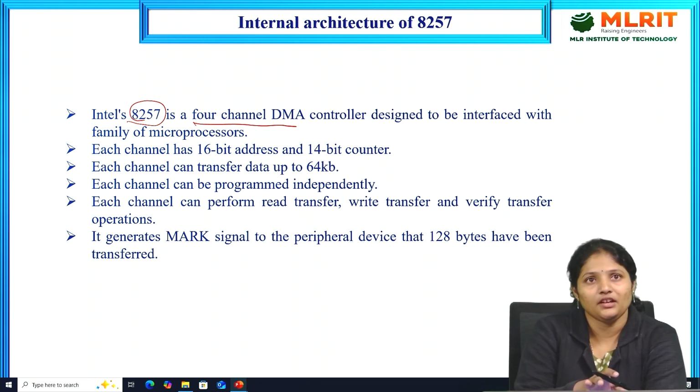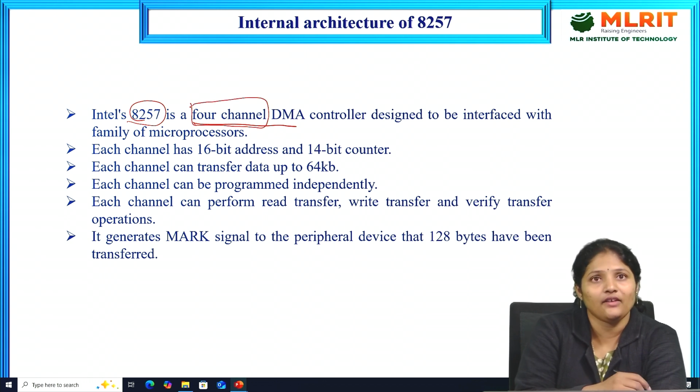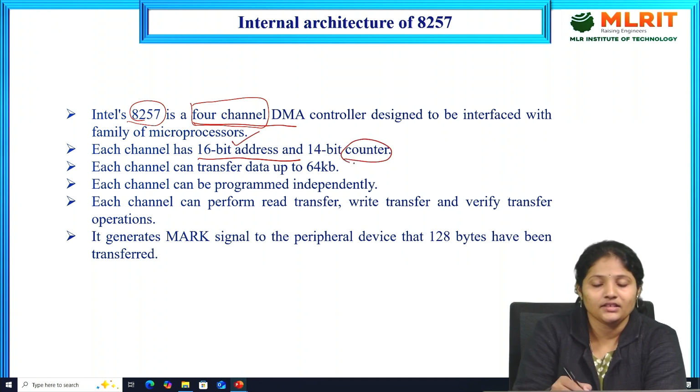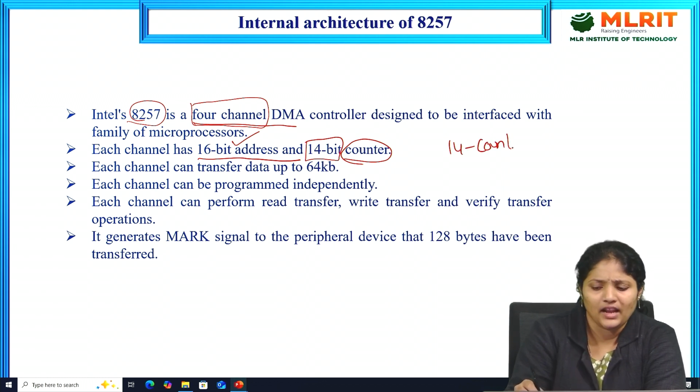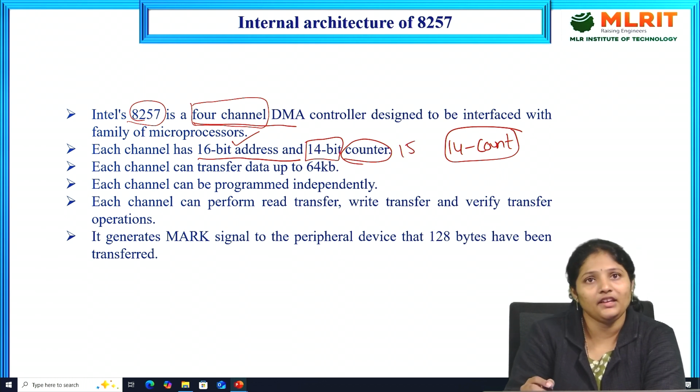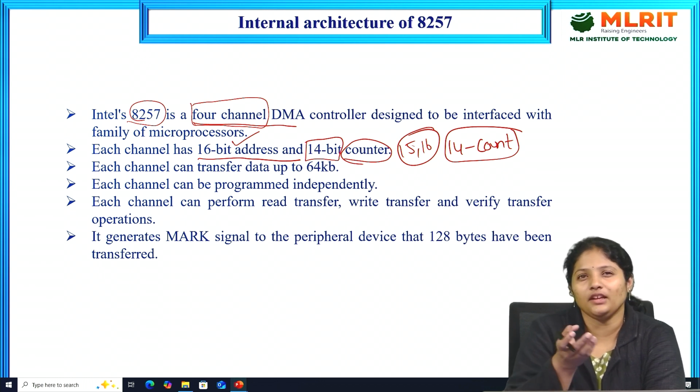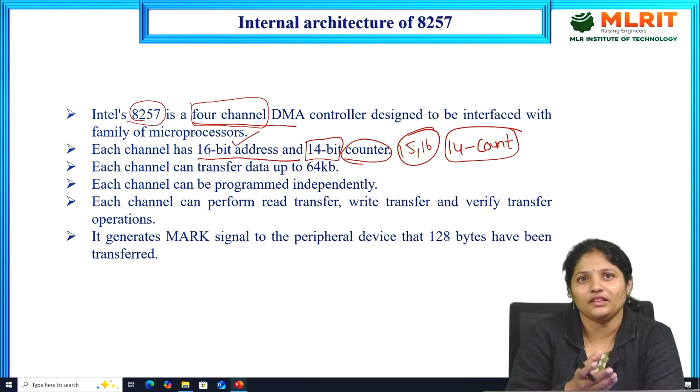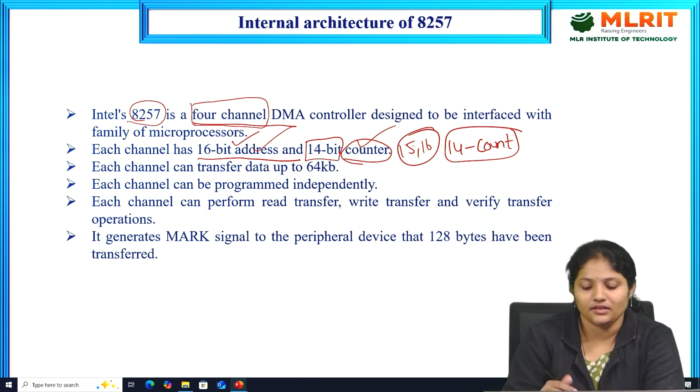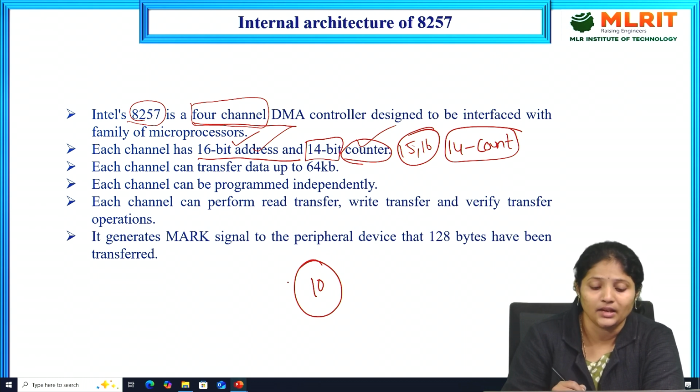It totally depends upon the priority resolver in the DMA controller. So in this DMA controller 8257, there are 4 channels. Each channel has 2 16-bit registers: one is the address register and another is the counter register. The lower 14 bits of the count register hold the count, and the remaining 2 bits decide which operation will be performed, whether it is reading the memory or writing to the memory. Apart from this, there are 2 other registers. Total registers are 10 in the 8257 DMA controller.